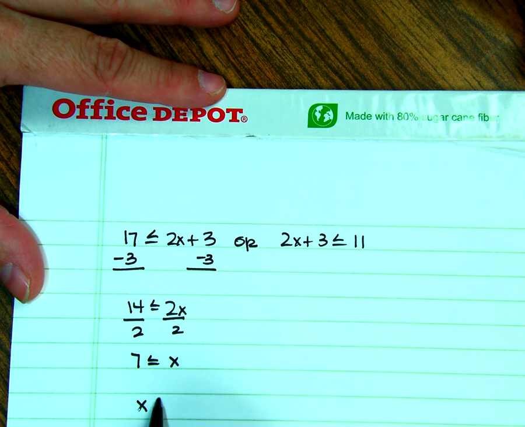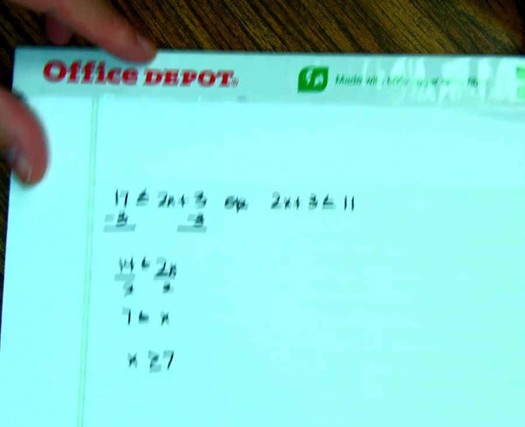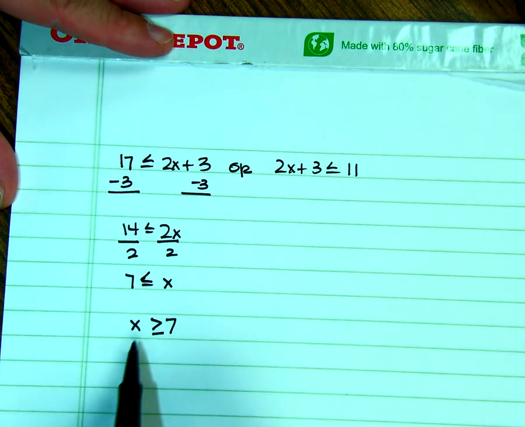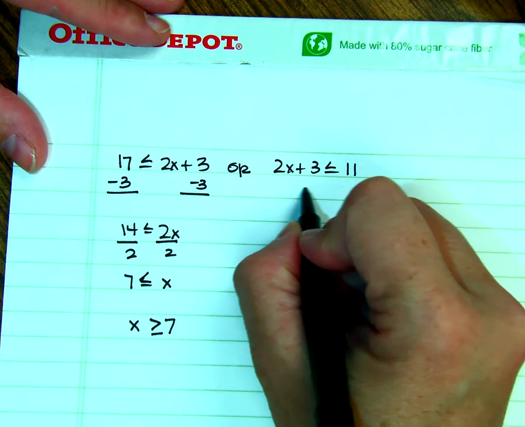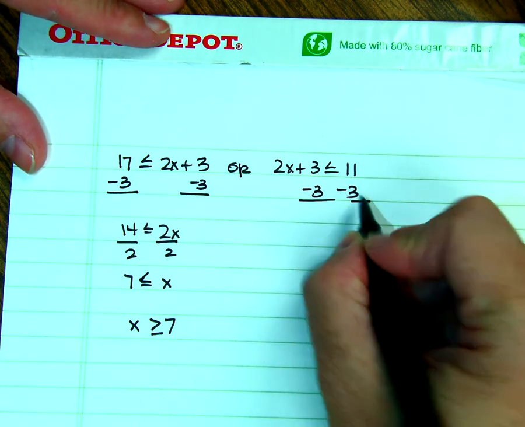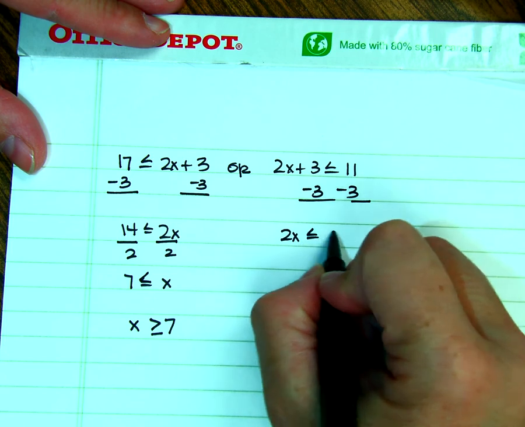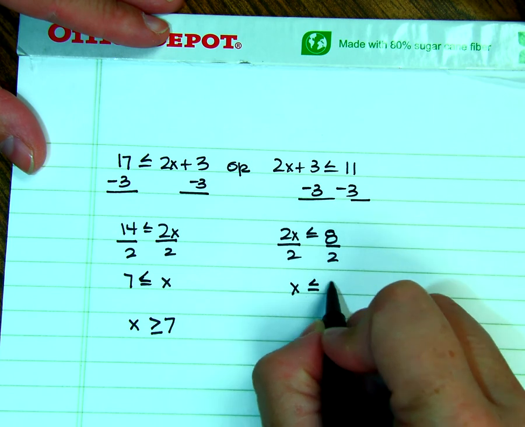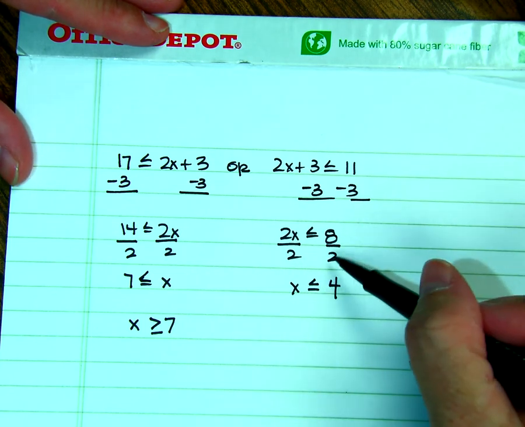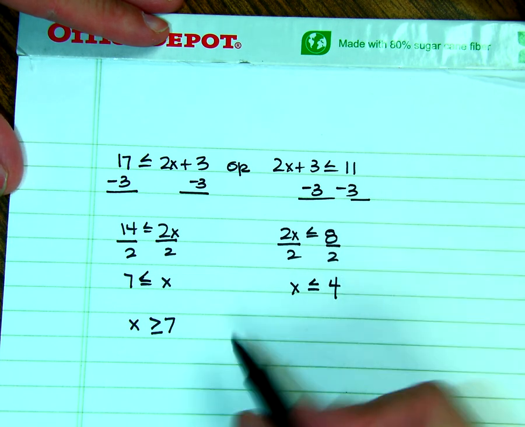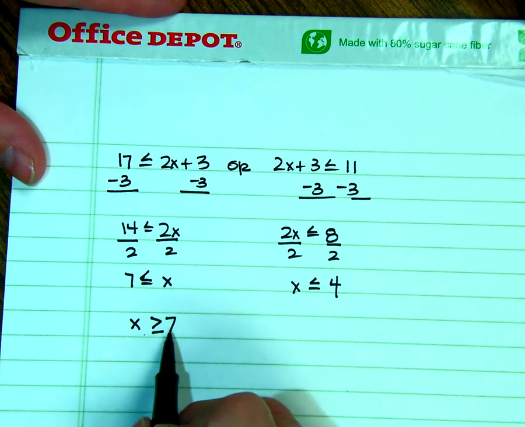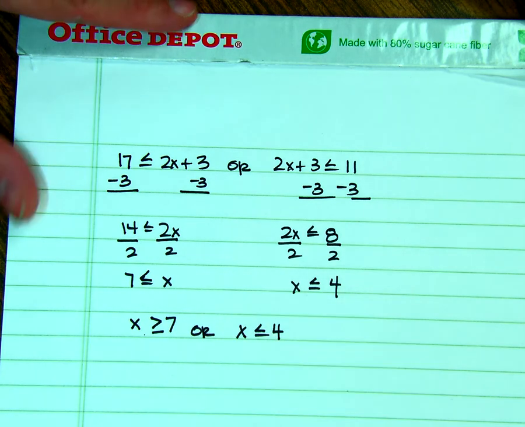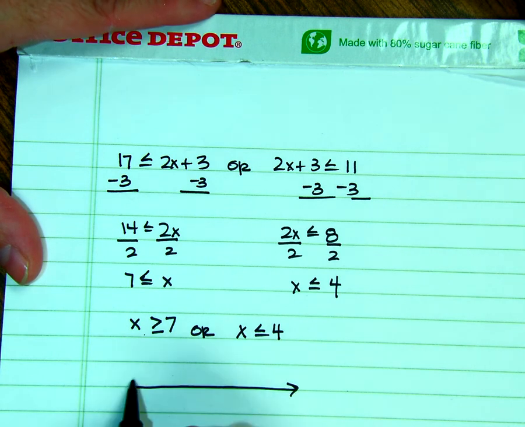I am going to rewrite it so that my variable is on the left. So I had 7 is less than or equal to x, which means that x is greater than or equal to 7. Go back up to my other one. 2x is less than or equal to 8. Divide both sides by 2, so x is less than or equal to 4. I do not need to flip the sign because I am dividing by a positive number. So x has to be greater than or equal to 7, or x has to be less than or equal to 4. I graph those on my number line, always shows 0.